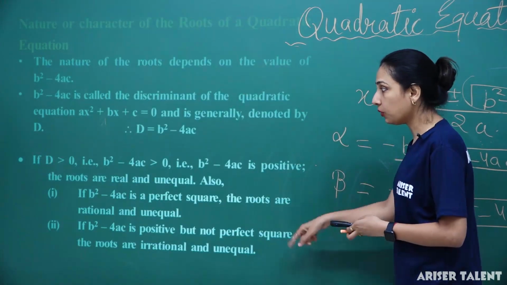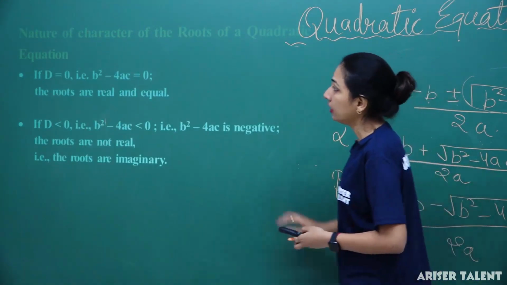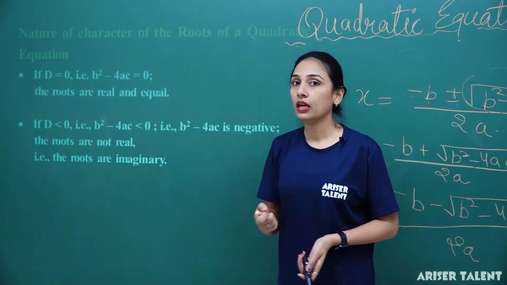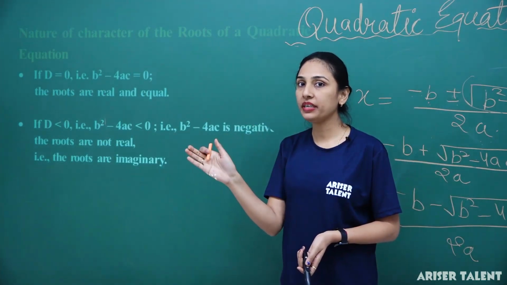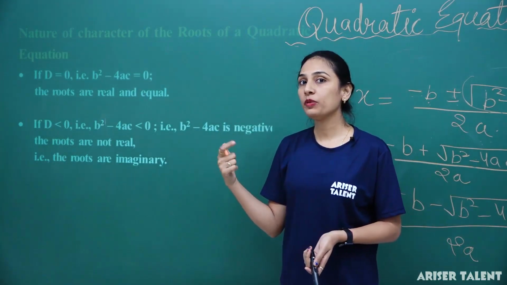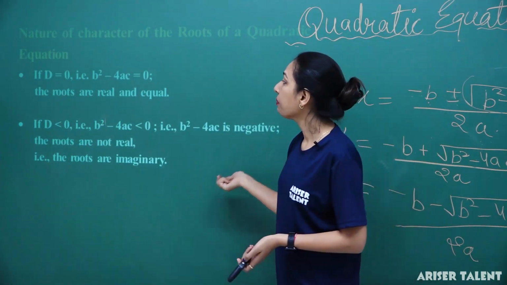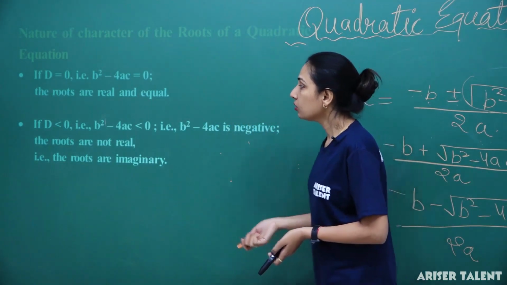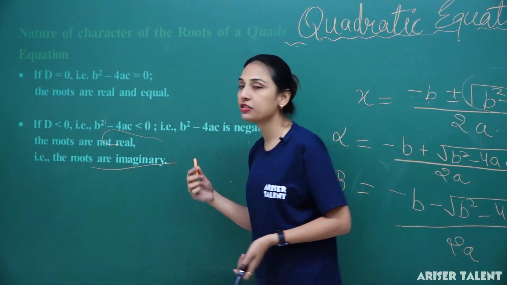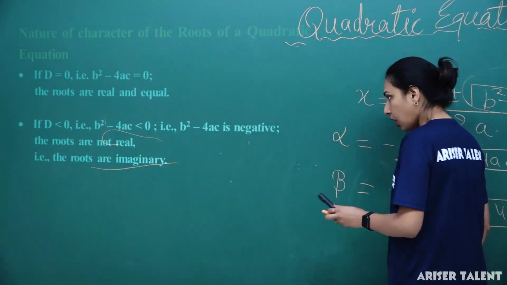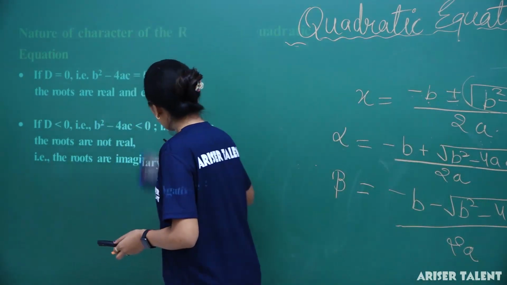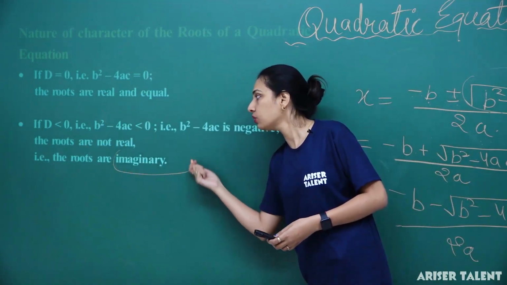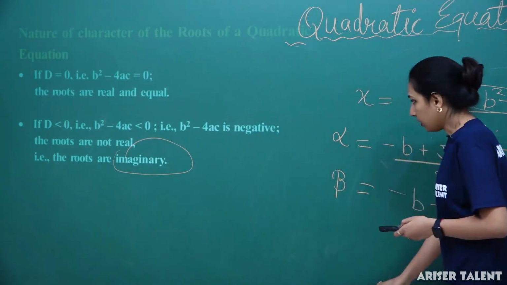In both cases, these are real numbers. If D equals 0, roots are real and equal. That means the value will be only one for alpha and for beta also, because the root of b square minus 4ac is equal to 0. And if D is negative, that means D is less than 0, in that case there will be a negative root, so roots will not be real. Roots will be imaginary. For now, you only have to know that roots will be imaginary. We will not talk about what these imaginary roots are. That's beyond our syllabus right now.